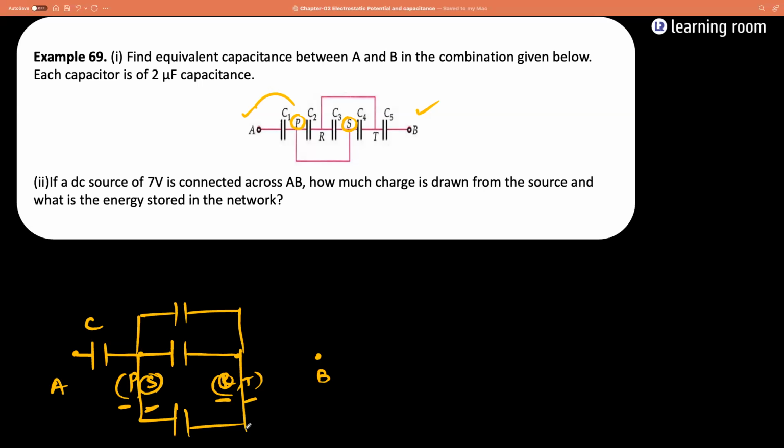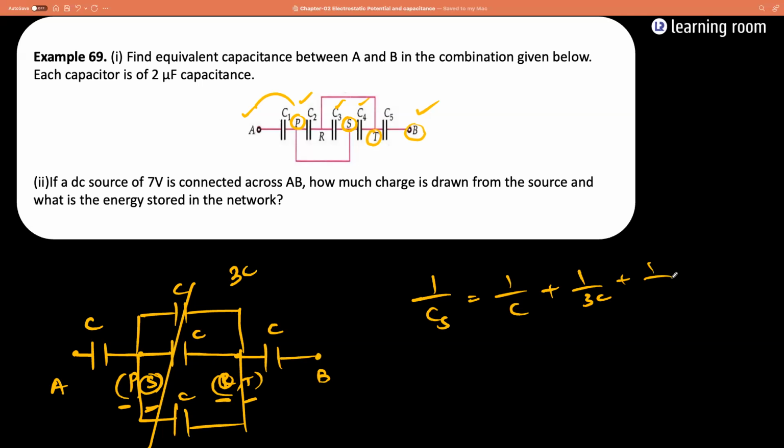Okay. So these C2, C3, and C4, we have redrawn them to be in the parallel connection. And from T to B, how many capacitors are going? There is 1 capacitor going. So everything is of value C. They gave it as C1, C2, C3, C4, C5 only for you to have an understanding when you're redrawing the circuit. So all these capacitors put together will give you a value of 3C. So what will be the equivalent capacitance? 1 by Cs will be equal to 1 by C plus 1 by 3C plus 1 by C. So how much will be the answer?